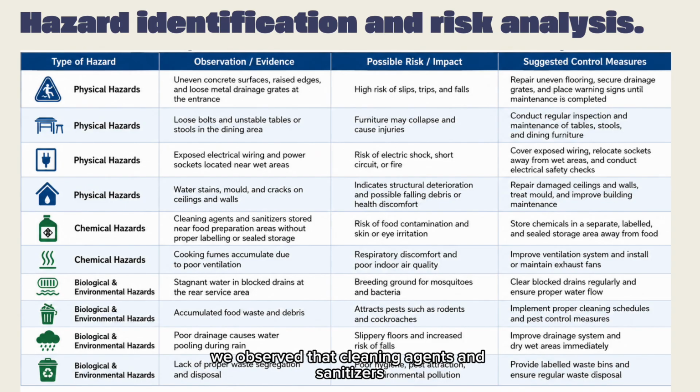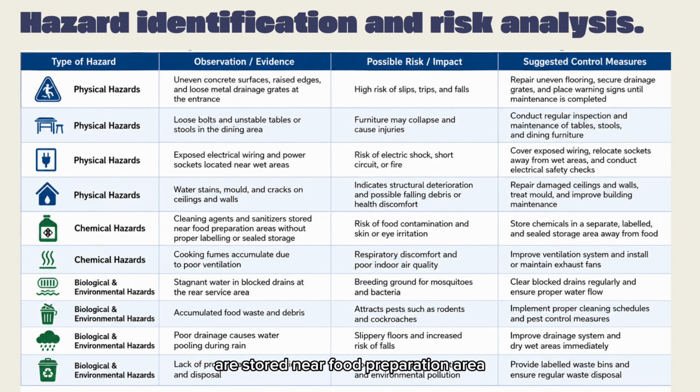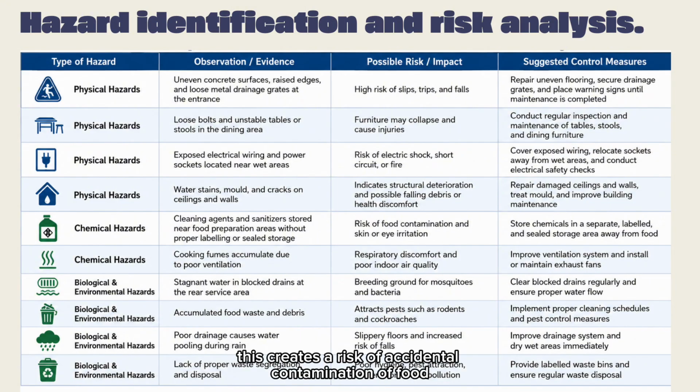Second, chemical hazards. We observed that cleaning agents and sanitizers are stored near food preparation areas without proper labeling or sealed storage. This creates a risk of accidental contamination of food, or skin and eye irritation. Cooking fumes also accumulate in certain areas due to poor ventilation.